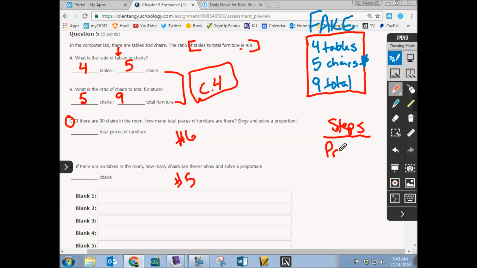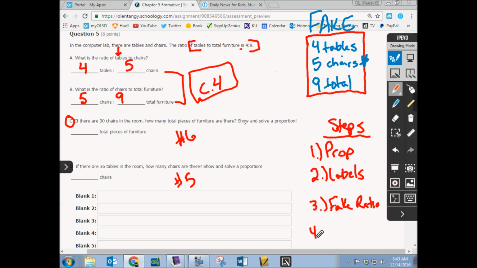Proportion. A proportion. There's step number 1. You may want to write this. Step number 2. What's step number 2? Labels. What's step number 3? Anybody know step number 3? Yep. Fake ratio. You put your fake ratio on there.